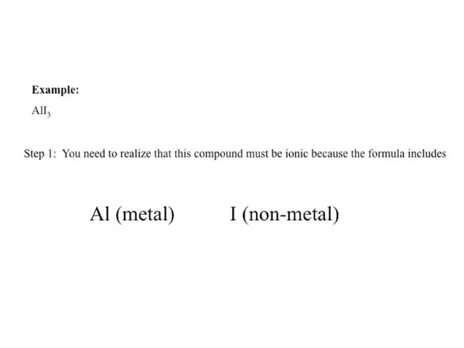First of all, you need to realize this is an ionic compound. Again, how do you know this particular compound is made of ions? Well, first of all, aluminum is a metal. Iodine is a non-metal. Therefore, you know that these chemicals must be made of ions. And remember, the metal becomes the cation, and the non-metal part is the anion. Let's move to the next slide.